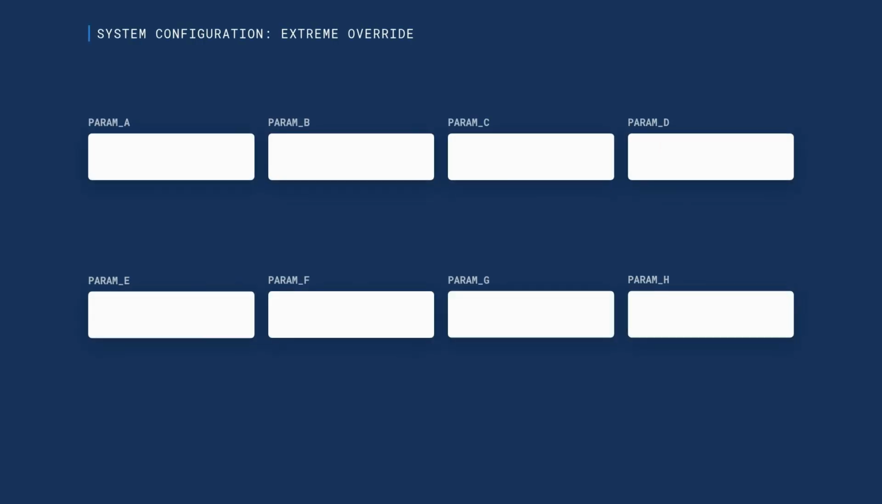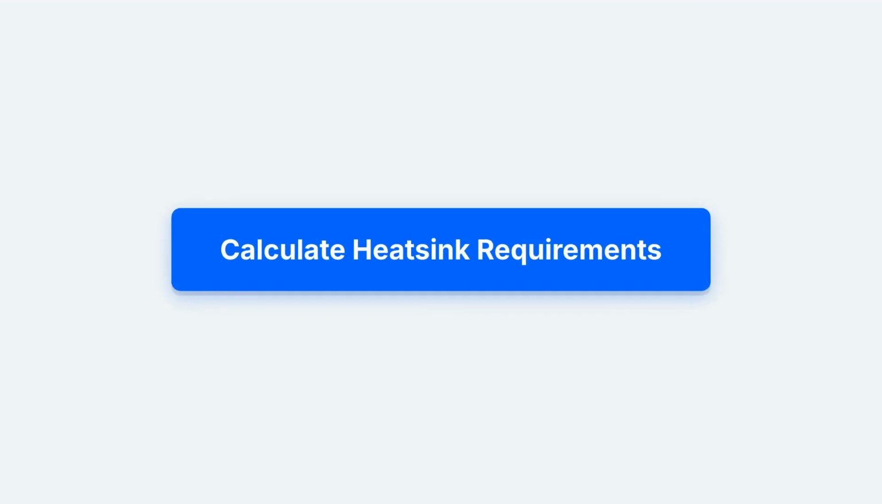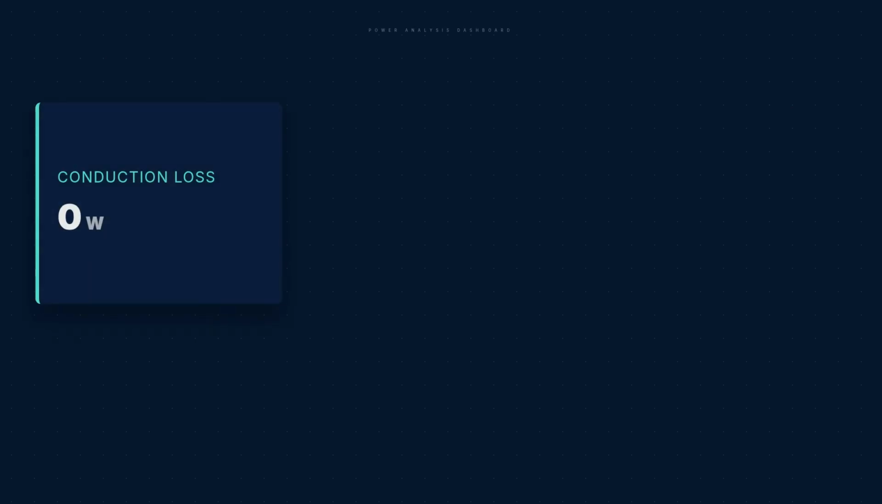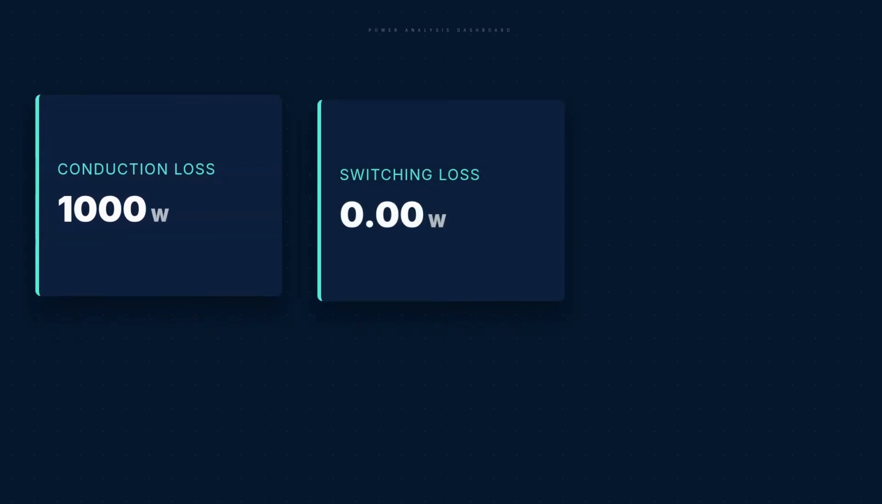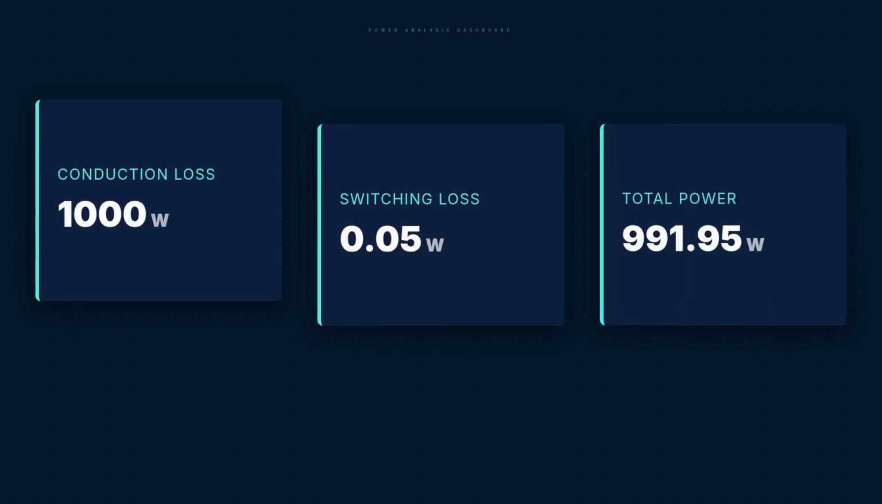For this example, I'm entering 10 for all fields to demonstrate an extreme scenario. After clicking Calculate Heatsink Requirements, here are our results. The conduction loss shows 1000 watts, while switching loss is only 0.05 watts. Total power dissipation comes to 1000.05 watts.